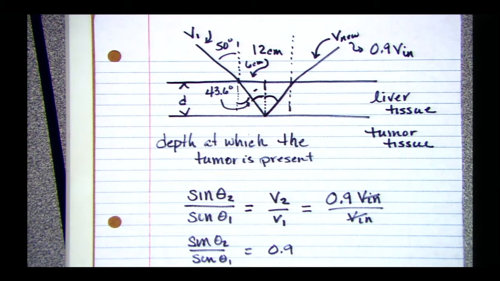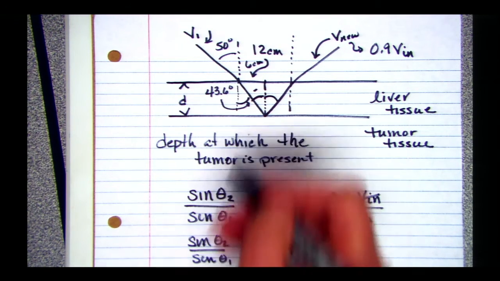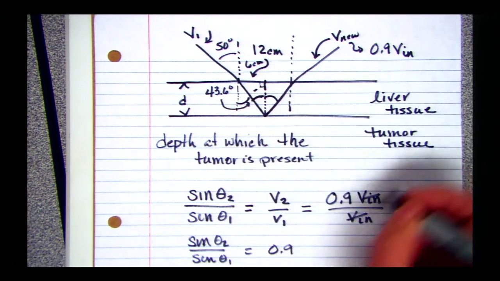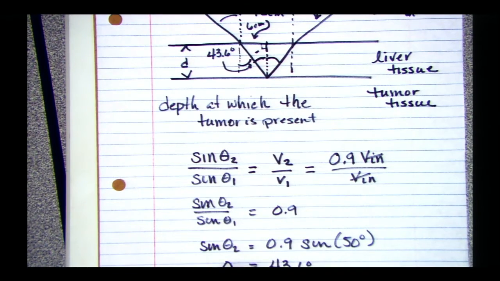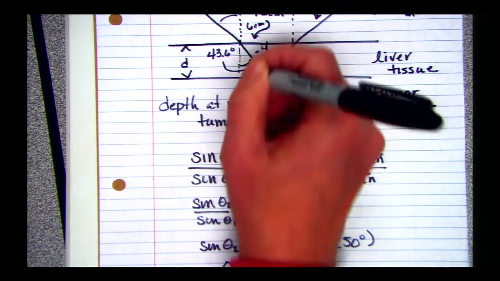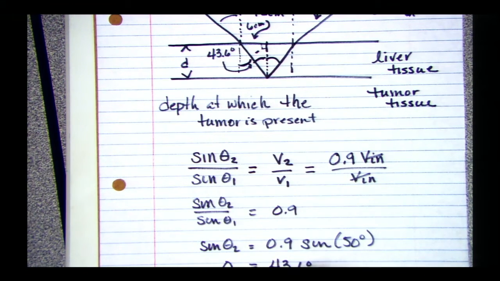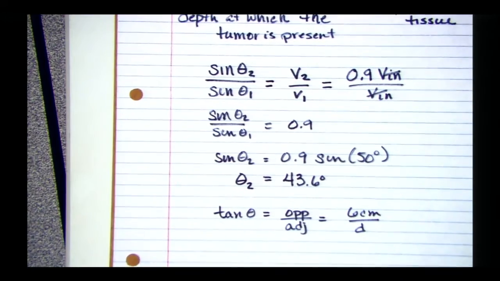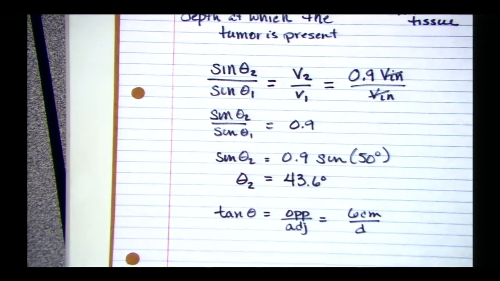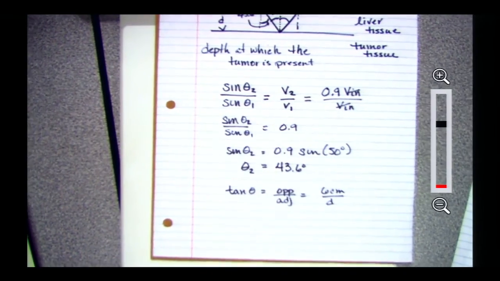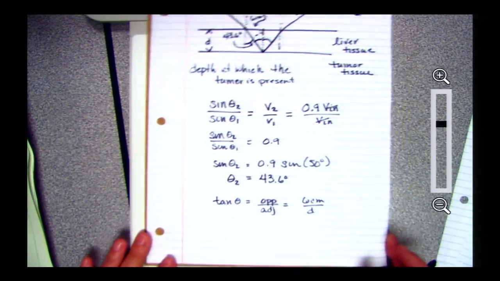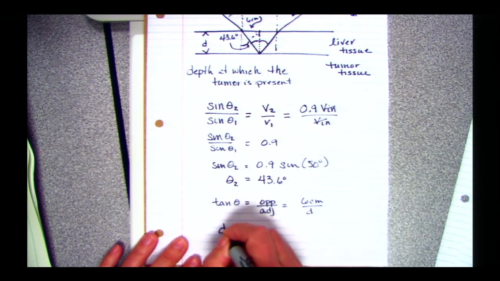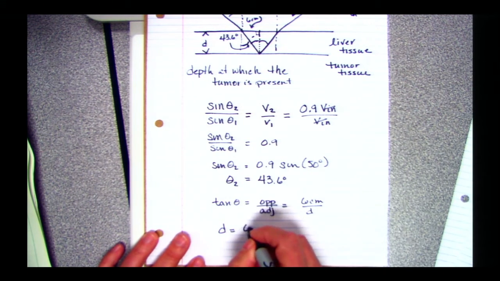So now I can look at the tangent of my angle, which is the opposite over the adjacent. That's our 6 centimeters divided by the depth that the tumor is sitting at. Let me scroll out so you can see the whole picture. So now I can calculate D is equal to 6 centimeters divided by the tangent of 43.6 degrees, which gives me a depth of 6.3 centimeters.